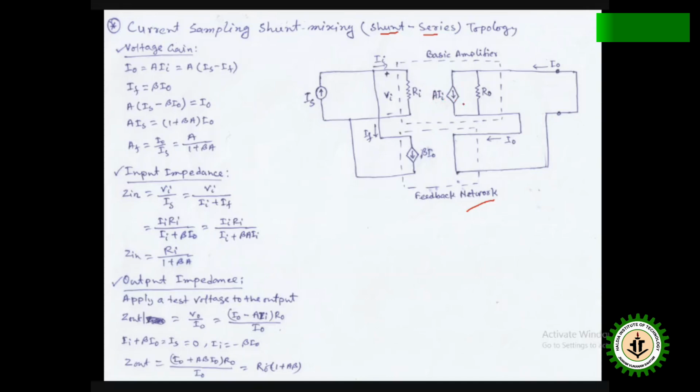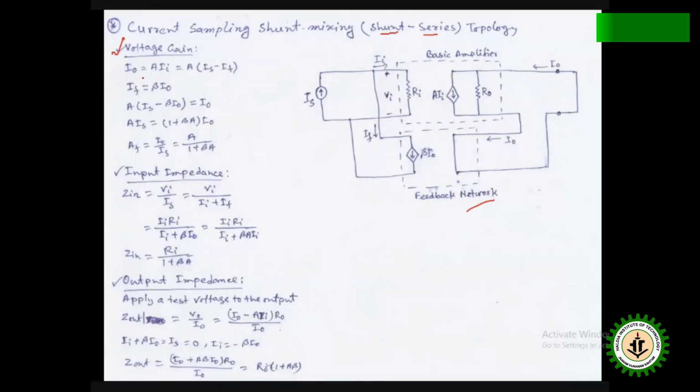So A_I is the gain, and there is an output current I naught which is the input of the feedback network, and the output is the IF, which is the output of the feedback amplifier. So first we find out the current gain.